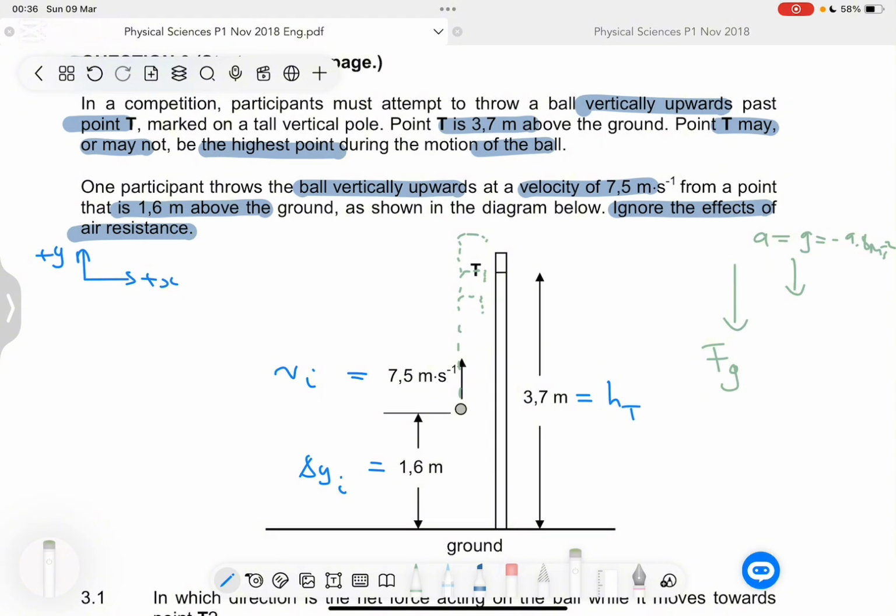The next thing that I'm going to do is classify this problem as one that relates really well to vertical projectile motion. The reason I'm saying that is because I saw a lot of "vertically upwards" and "ignore air resistance." All those things were giving me a hint that we are going to deal with vertical projectile motion.